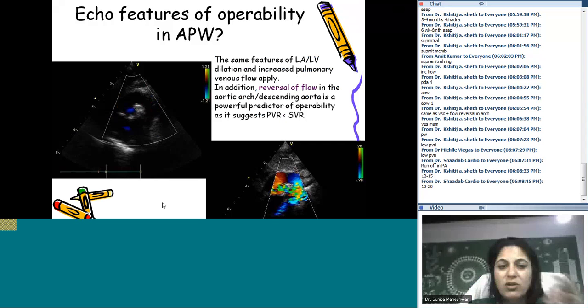Okay, so now let me just ask you from beginning to end, if I had to ask you all the features of operability in an AP window, what would you say? Not just echo, from symptoms, signs, ECG, X-ray, echo in one row. I'm just doing this so this helps you think and put down your thoughts in a sequential manner.